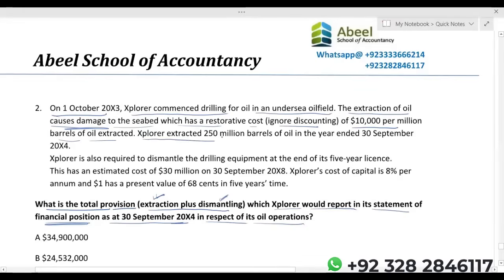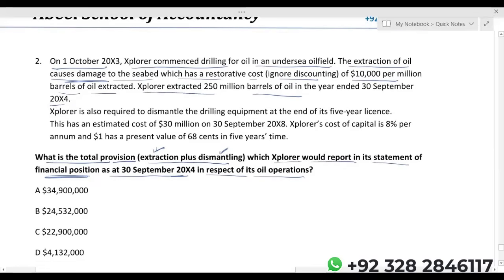Explorer extracted 250,000 barrels of oil in the year ended 30th September X4. Wow. 250 million. They don't want to leave any for anyone else, I believe. 250, can I say multiply by 10,000? Let's use the calculator. All we need is just add 4 zeros. $2.5 million. But that only belongs to restorative cost.